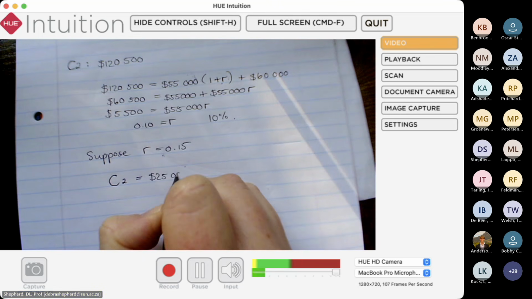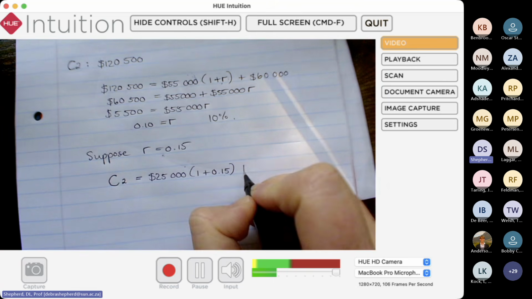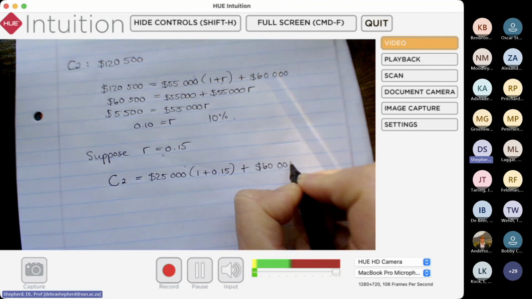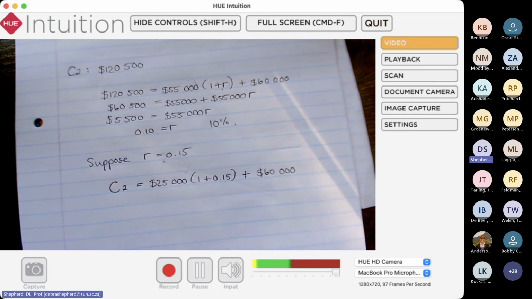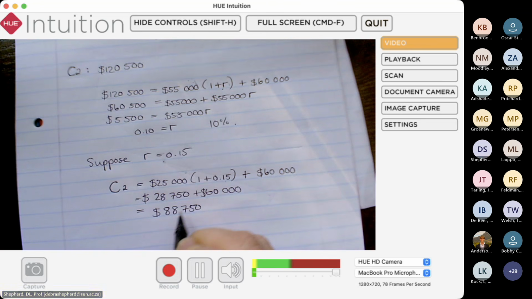So what will C2 be if she saves $25,000 and that $25,000 earns interest of 15%? Then we would add her 60,000 of future income, because that is also available to her in the future to consume with. So 25,000 times 1.15 is going to be 28,750. And if I add that to her future income, it means she will be able to consume $88,750 worth in the future.